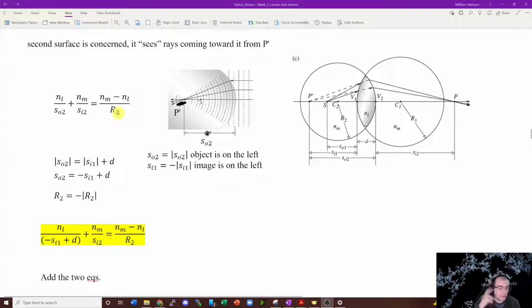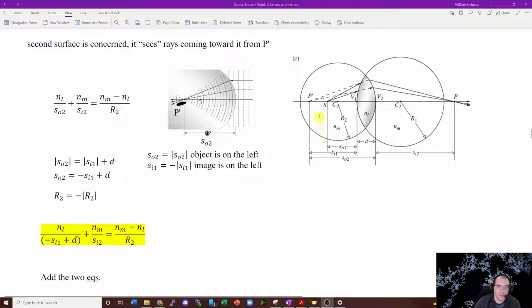Now, we've got to be careful of our sign conventions here. For one, R2 is going to be negative. Our object is positive. Okay, so our radius is negative, and we've got to be careful of that. Now let's do some math.